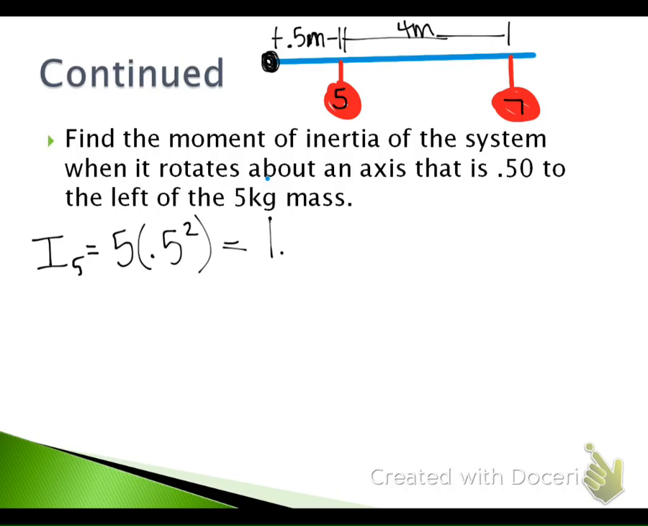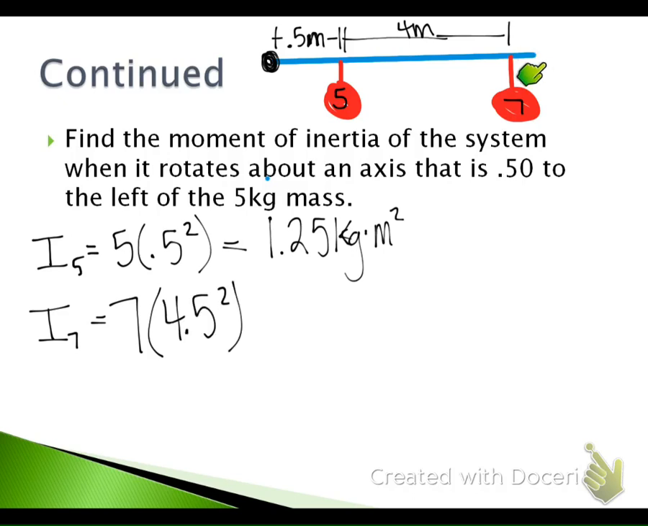1.25, or about 1.3 kilogram times meter squared. And then when we look at our 7 kilogram object, we'll take the moment of inertia of our 7 kilogram. We'll take our mass. And the radius of our 7 kilogram object is 4 meters plus 0.5 meters, which is 4.5.